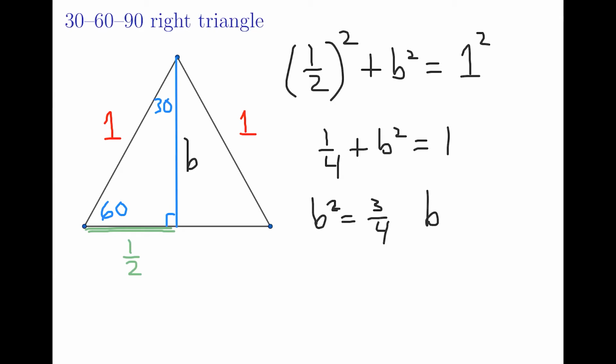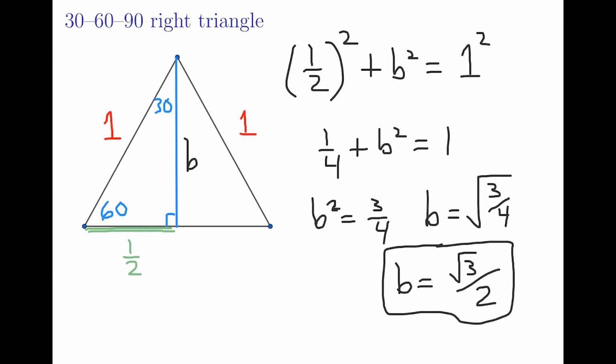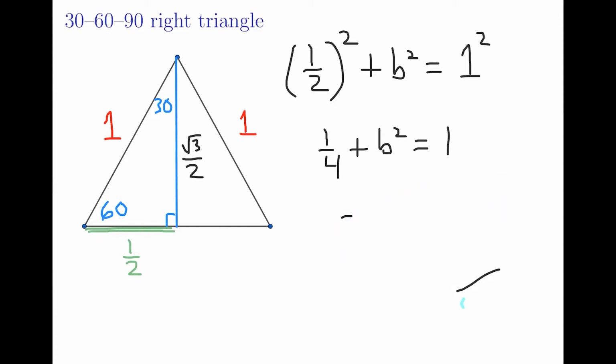And that means that B is equal to the square root of 3/4. And you can certainly write this square root of 3/4, but it's actually more helpful to write B equals square root of 3 divided by 2. That's just a little bit easier to plug into the calculator. So we now know that this blue length is square root of 3 divided by 2, and that makes it pretty easy to compute sines and cosines. So for instance, what's the cosine of 60 degrees?